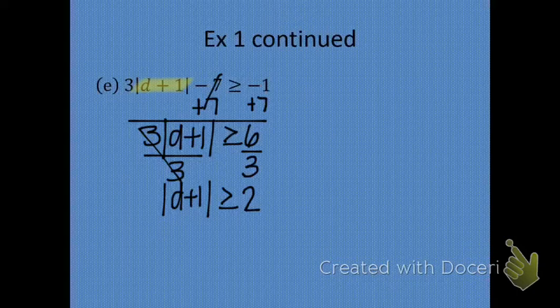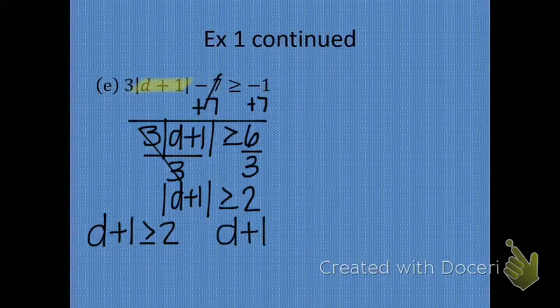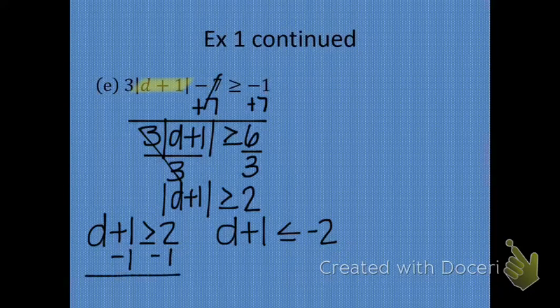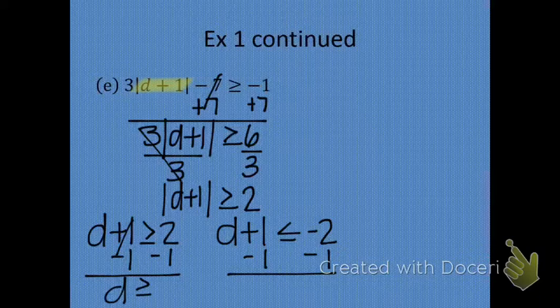Yes. What will the first one be? D plus 1 is greater than or equal to 2. And Maddox, what's the second one going to be? D plus 1 is less than or equal to negative 2. Beautiful. You drop the bars, you flip the sign, and you change the sign of the answer. How do we solve for D? Subtract 1 from both sides, and this will work in both inequalities. So D is greater than or equal to 1, and D is less than or equal to negative 3.